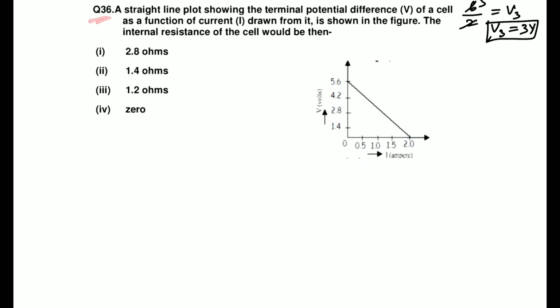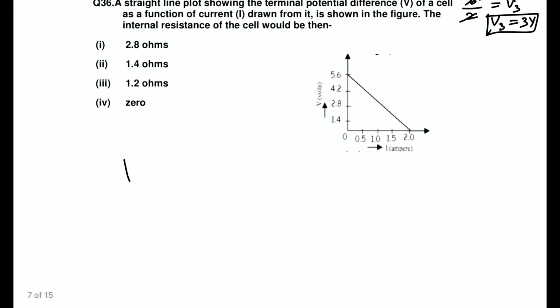This is question number 36. A straight line plot showing the terminal potential difference V of a cell as a function of current drawn from it is shown in the figure. The internal resistance of the cell would be then. Okay, so we know the formula here. We know the terminal voltage is given as EMF minus I times the internal resistance. This is the formula which we know, right?